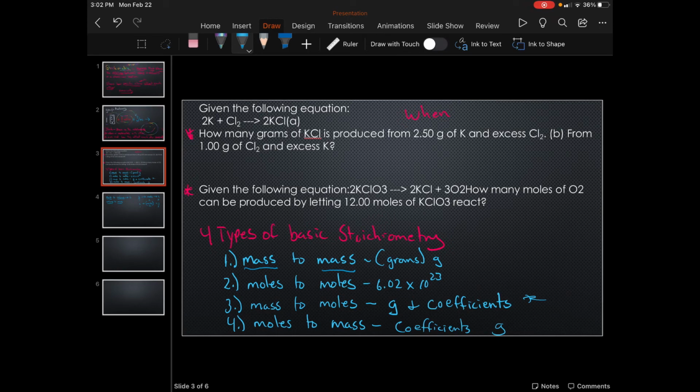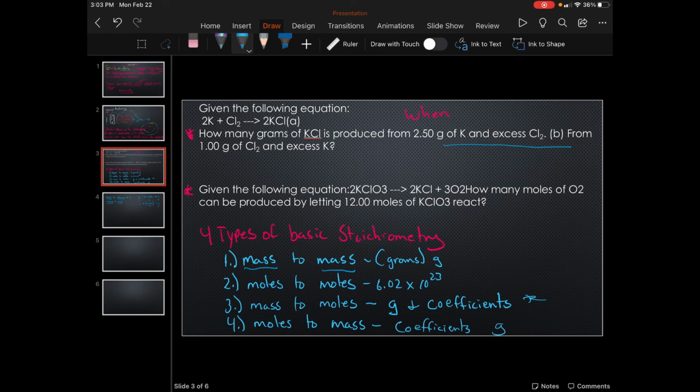And so that's video 2, the 4 types of basic stoichiometry. And next video, we're going to come back and I'm going to use some vocab, and then we're going to do some practice with these problems right here.